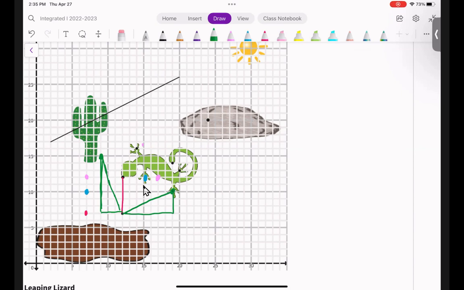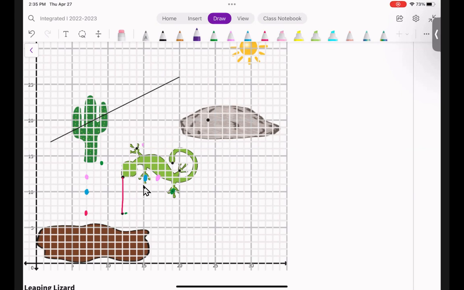Did I count wrong? 3, 4. Oh, because it's not 8, it's 7. Sorry, guys. That's 7. Does everybody see how those two triangles are the same? So again, I'm just going to erase my little marks again. And then I'm just going to continue all the way through.